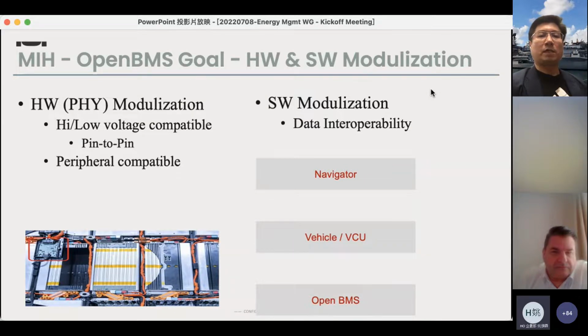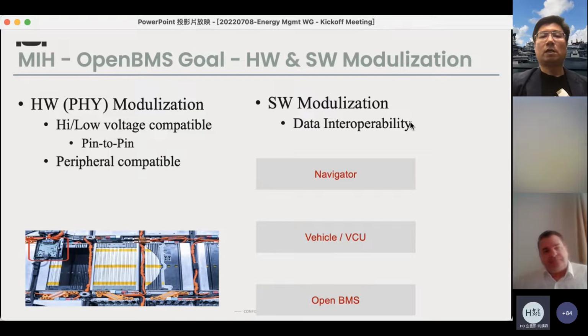So what we are planning in hardware modularization is this: since cars right now have different designs, low voltage or high voltage, we are aiming to design a high and low voltage compatible hardware platform. One of the most important parts is peripheral compatibility. For example, the cables for 800 volt, or maybe higher voltage like 1,500 volt. How can we define compatible cables for different voltages and different usages? That is something we want to do in hardware modularization.